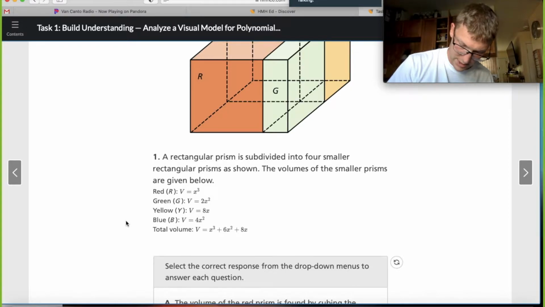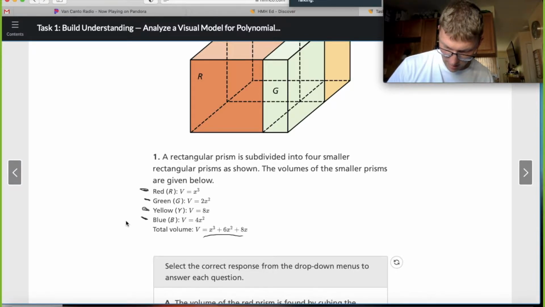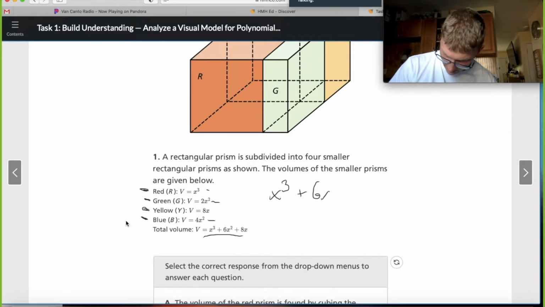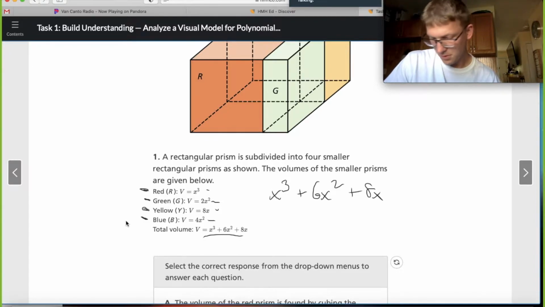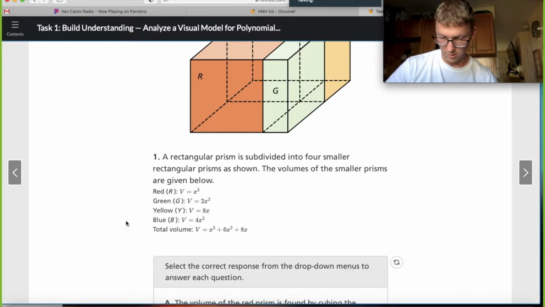So what they did right here is they gave you the volume of the red, green, yellow, and blue, and then they added them all up together and simplified. So you've got your x cubed, you've got your 2x squared, and your 4x squared. So that's where they got the 6x squared. Then you've got the 8x. So that's just one way to visually think about what we're doing.